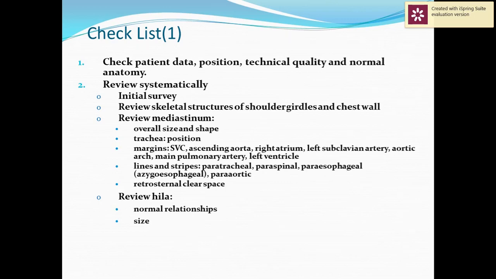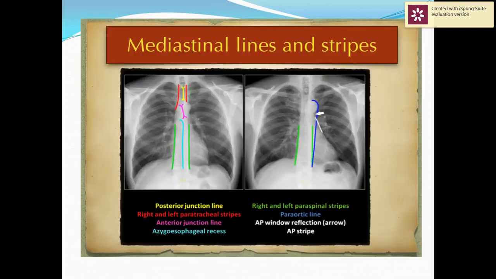Checklist: we also have to check the patient data, position, technical quality and normal anatomy. Initial survey: review the skeletal structure of the shoulder girdle, chest wall, ribs, bone. Review the mediastinum, trachea position, shifted or pulled, margins of the heart, superior vena cava, ascending aorta, and the right atrium, left subclavian artery, lines, hilum also.